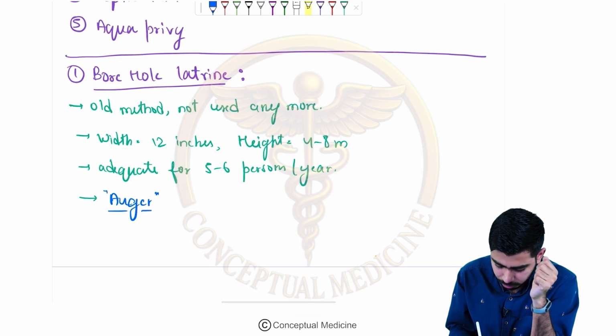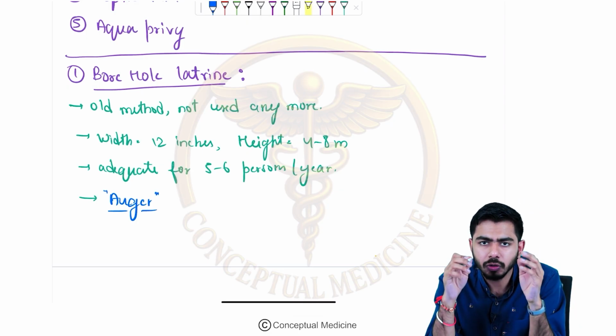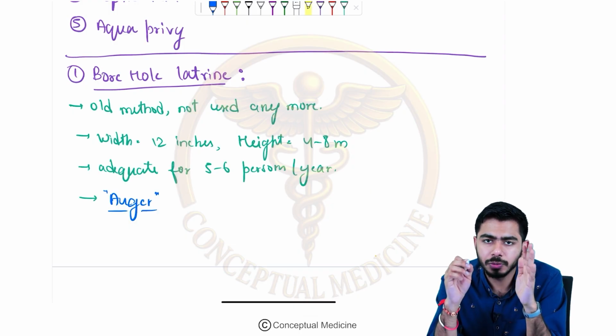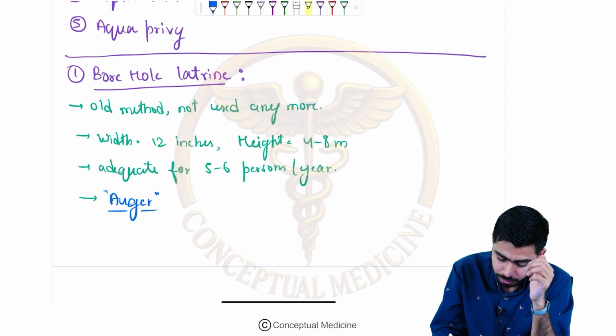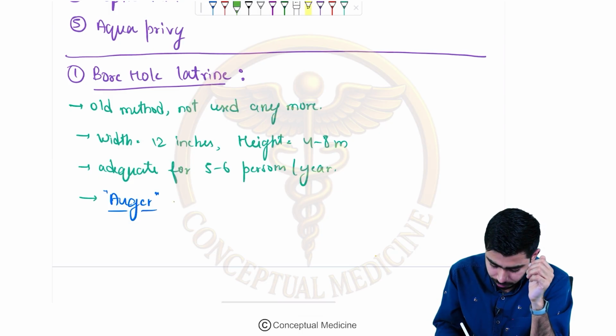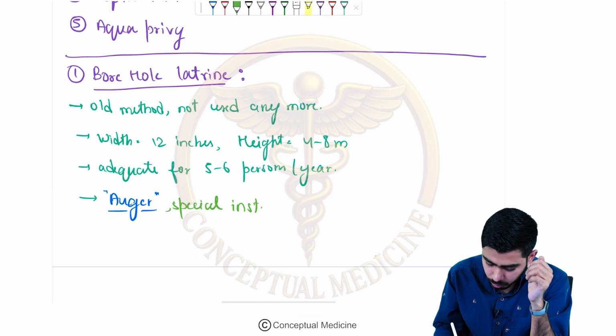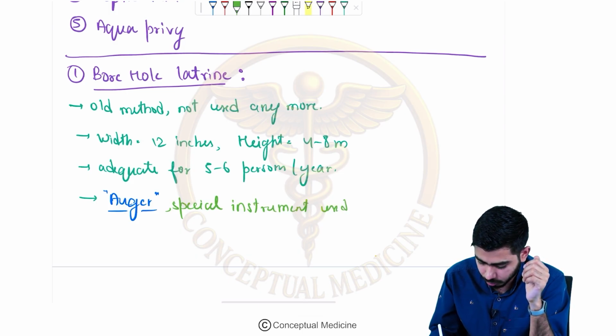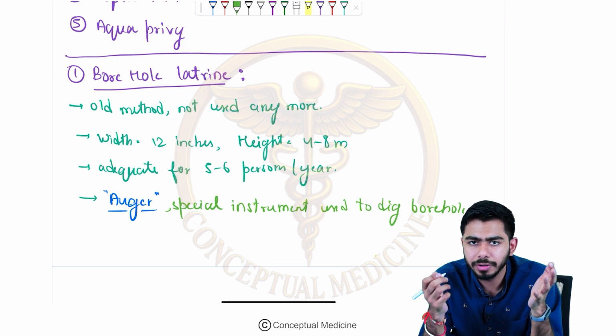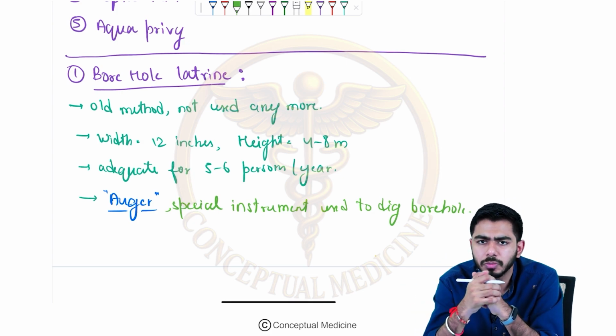I'm writing it under quotations. So there was an instrument named auger, and this was a special instrument, the special instrument which was used to dig the borehole. So it was not easily available, and that's why this method was not popular.